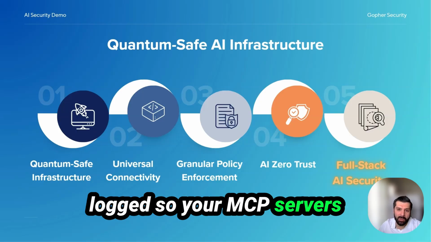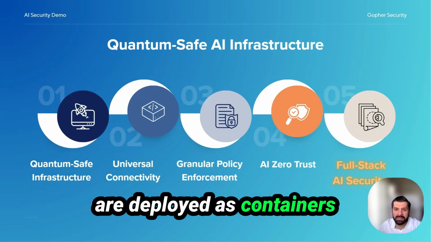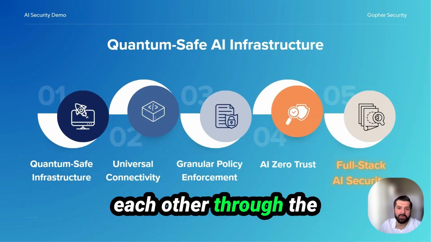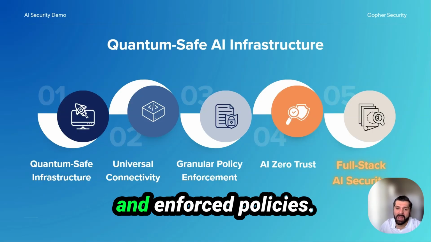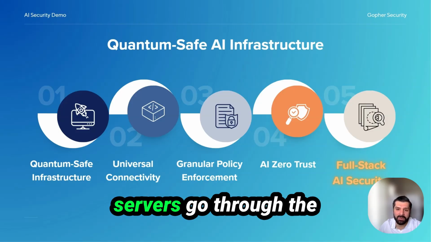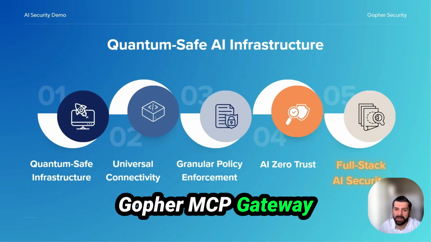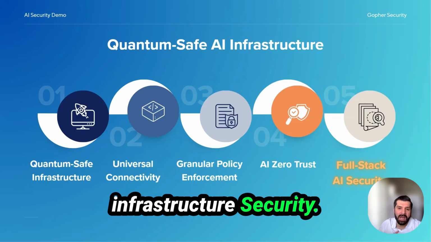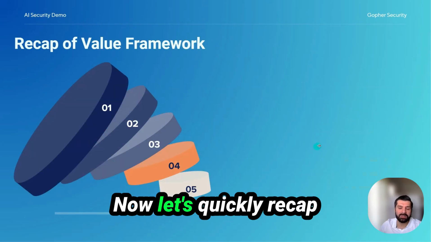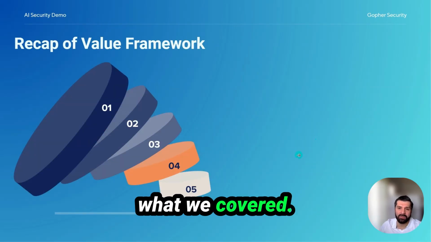So your MCP servers are deployed as containers on the infrastructure. The containers talk to each other through the Gopher quantum tunnels and enforce policies. The agent requests coming into the MCP servers go through the Gopher MCP gateway. Infrastructure security, application security, unified in one platform. Now let's quickly recap what we've built and what we covered.